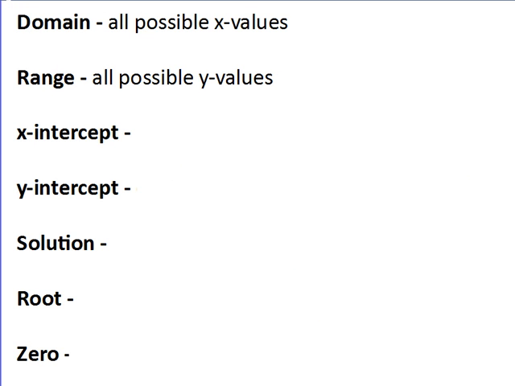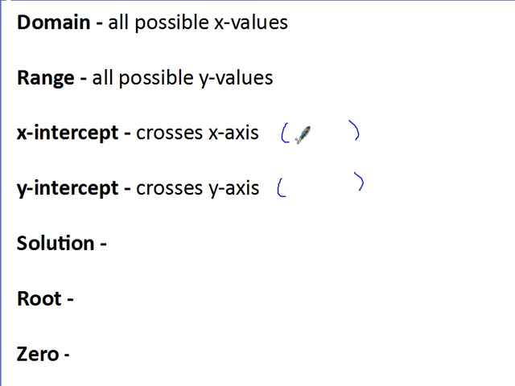You also have to find x and y-intercepts. So remember, an x-intercept is where the graph crosses the x-axis, and the y-intercept is where it crosses the y-axis. These are going to be written as ordered pairs. For an x-intercept, it's going to be some number, comma, 0. That second number is always going to be 0. And for a y-intercept, it's going to be the opposite: 0, comma, some number, where the number is where it crosses the y-axis.